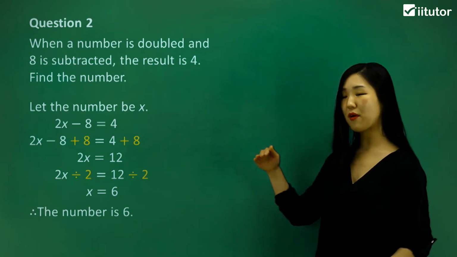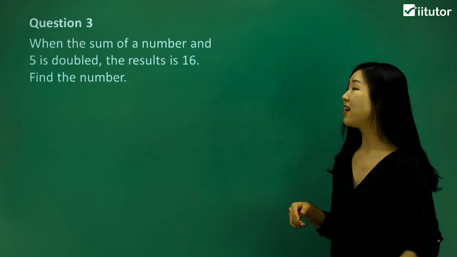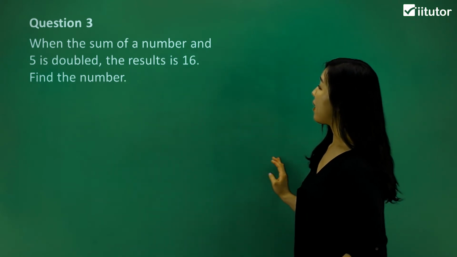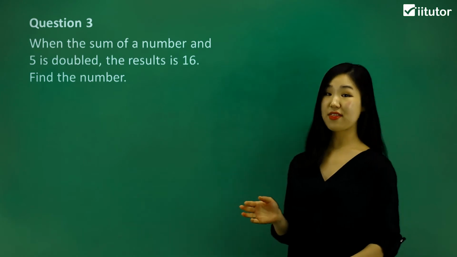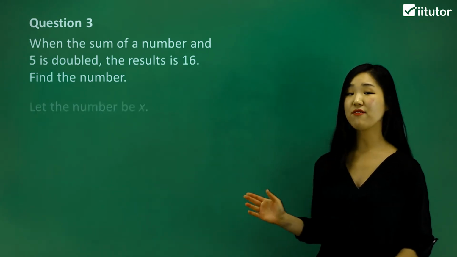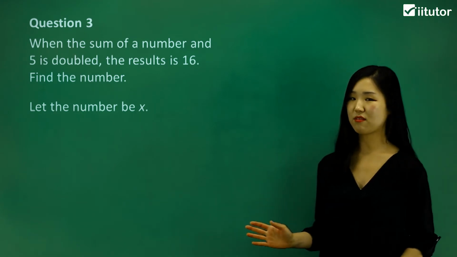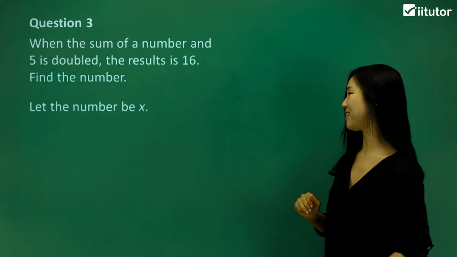Alright guys, let's see how I work through that algebraically. Let's do question 3. When the sum of a number and 5 is doubled, the result is 16. Find the number. So, you've got to be careful here guys. I'm going to utilize some brackets. And first of all, I'm going to let the number be x again. And if you're getting sick of x, you can use any other pronumeral you like. I'm just going to stick to x.